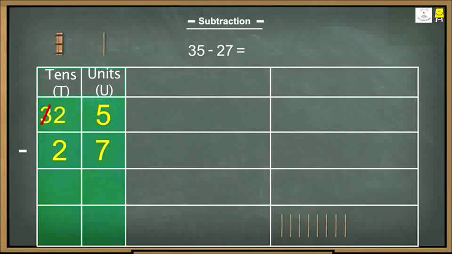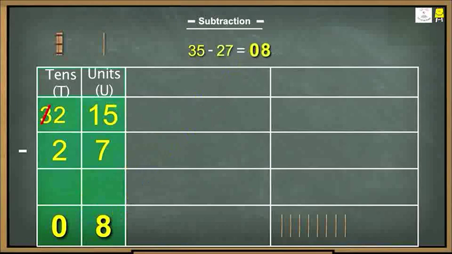And how many units do we have? We have 15 units from which we need to subtract 7 units. And so, we are left with 8 units. When we subtract 2 tens from 2 tens, we are left with 0 tens. And so, 35 minus 27 is 8.